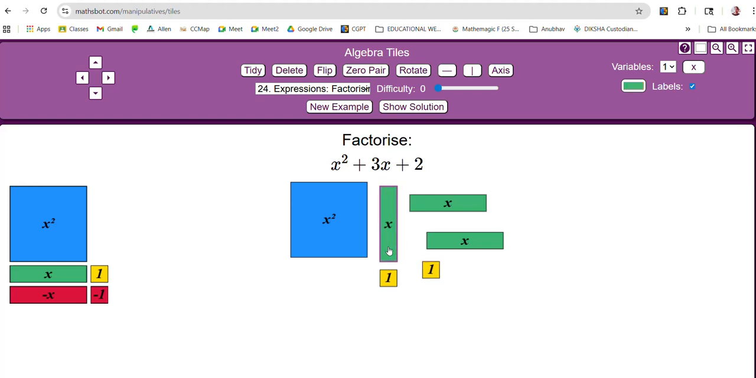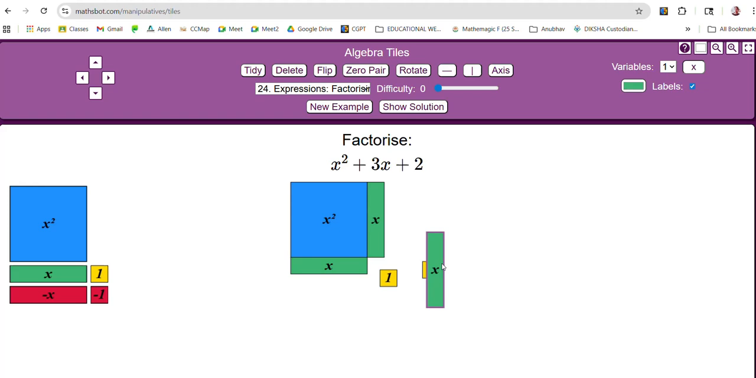Now let us arrange it such that it will form either a rectangle or a square. So what I am going to do, I will place one rectangle like this, one rectangle like this, and another one I'm going to rotate and place it here. Now you can see there is a small place left. Here I will put one square having area 1, and this is another one.